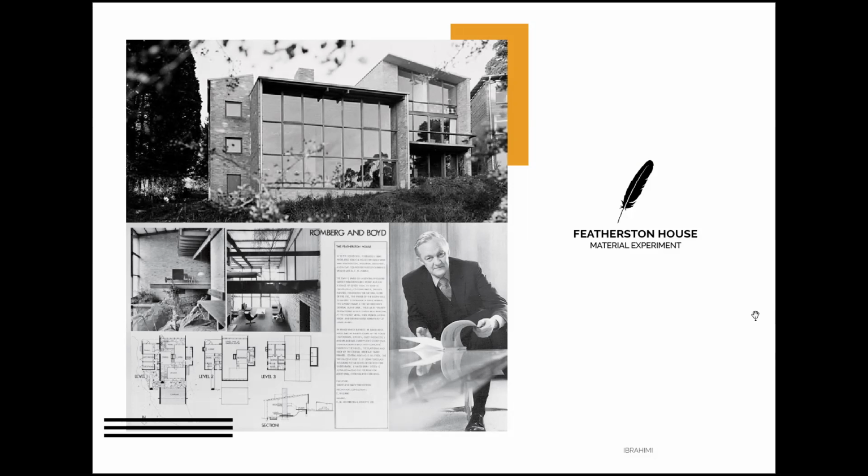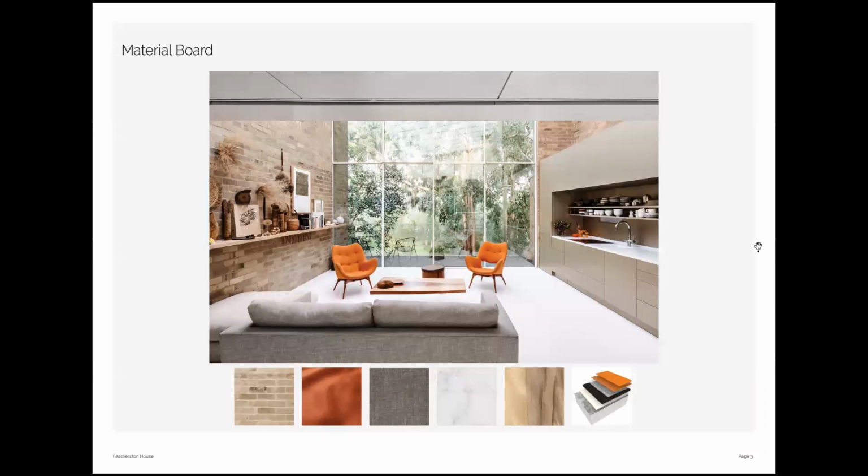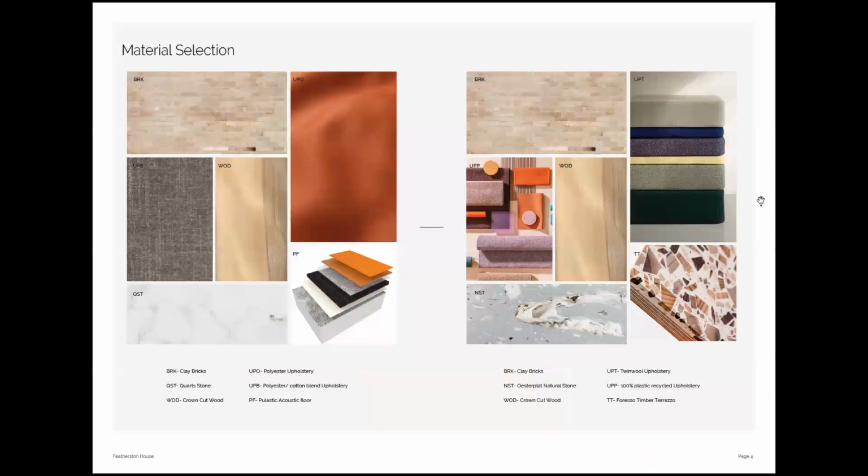So for this assignment, I went with the Featherstone house, which is the same house I did in assignment 2. So this was the material board created from this interior. The materials used there are the clay brick, the 2 upholsteries, wood, some quartz stone and acoustic floors. And then the changes that I made were with the upholstery and the stone and the flooring.